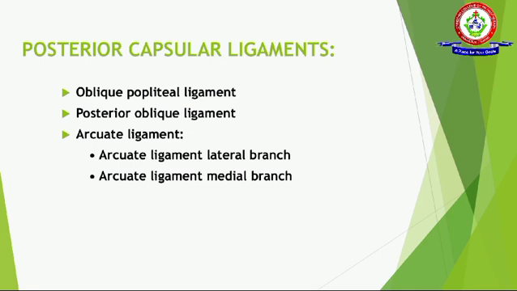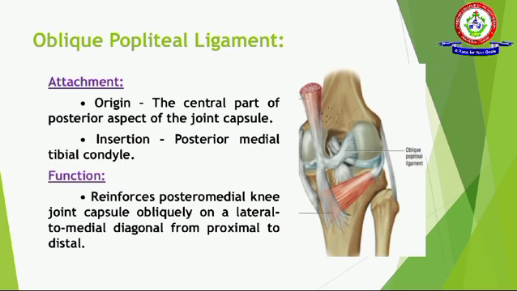Next we can see about posterior capsular ligaments. Posterior capsular ligaments are oblique popliteal ligament, posterior oblique ligament and arcuate ligament. First, oblique popliteal ligament attachment. It gets originated from the central part of the posterior aspect of the joint capsule and get inserted into the posterior medial tibial condyle. Function. It reinforces posterior medial knee joint capsule obliquely on a lateral to medial diagonal from proximal to distal.